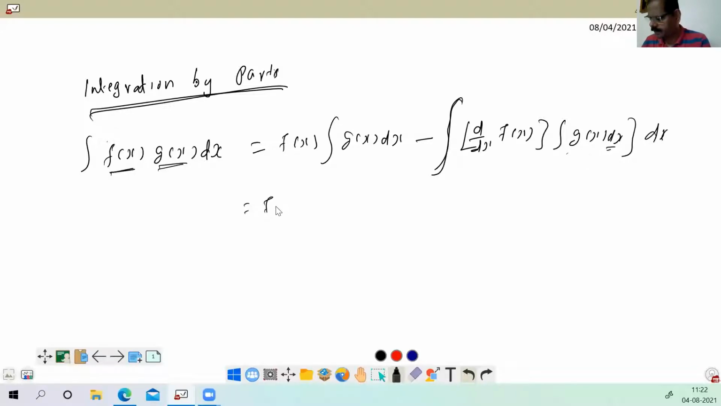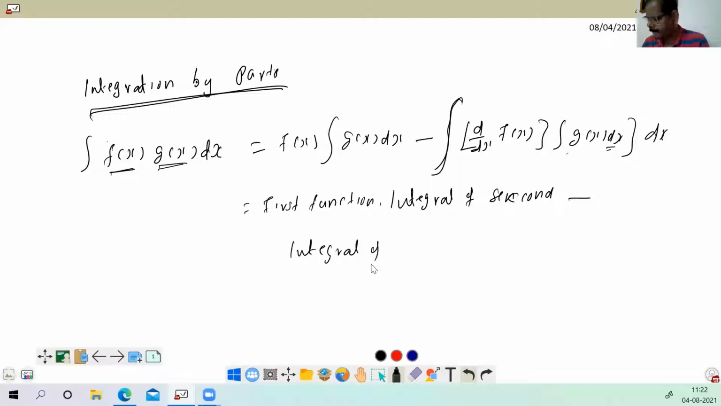First function into integral of second, minus integral of derivative of first function into integral of second function. So we have to learn this formula by heart.